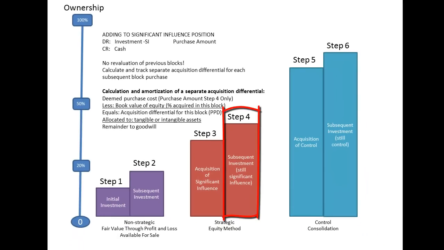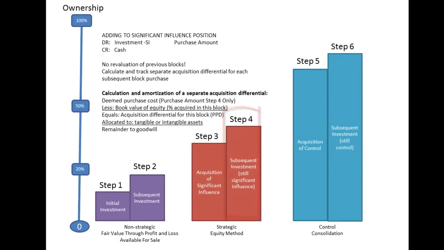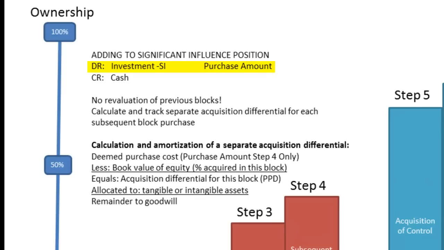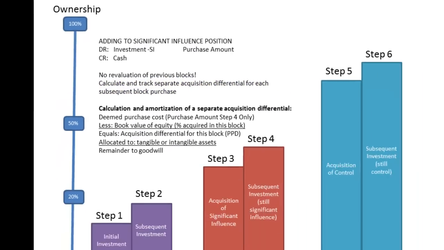Step 4 only has one real wrinkle to it. We add the Step 4 block purchase amount to the investment account, which then leads us to the question of what we do with the existing balance and the associated unamortized acquisition differential remaining. The answer is nothing. Our Step 3 block purchase, which includes Steps 1 and 2, carries on as a separate block. The Step 4 block is separately accounted for with its own acquisition differential, which may be different than Step 3. This may seem odd conceptually, but keep in mind we are now working under a historical cost framework, so there's no adjustment for fair value.